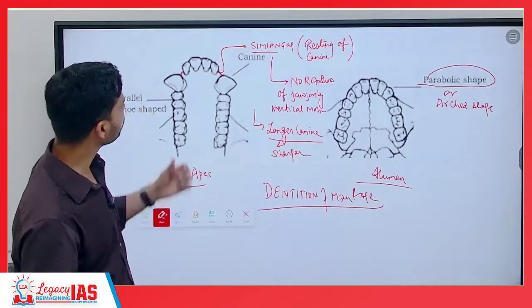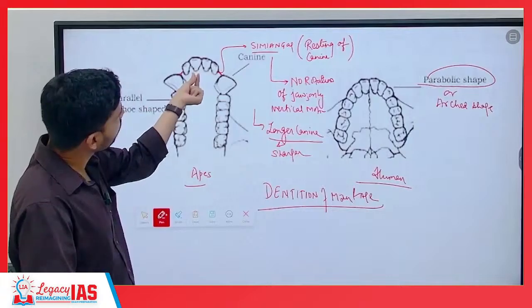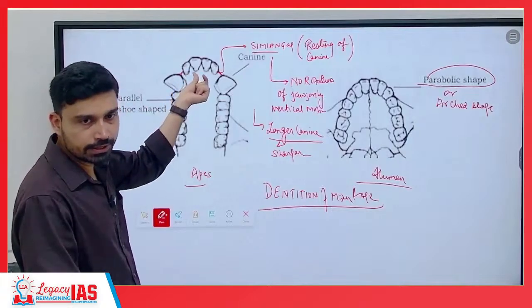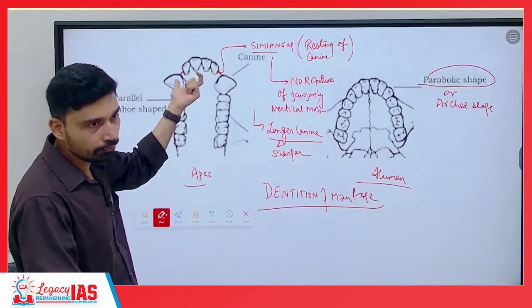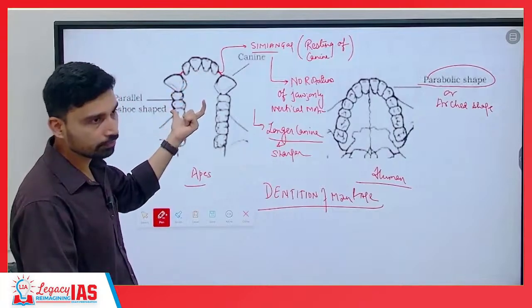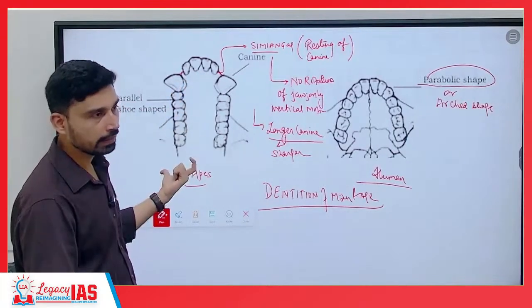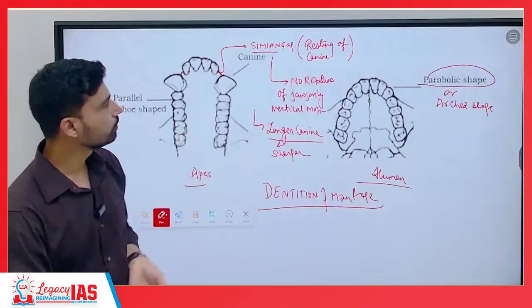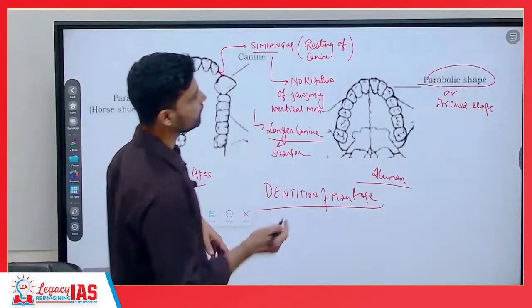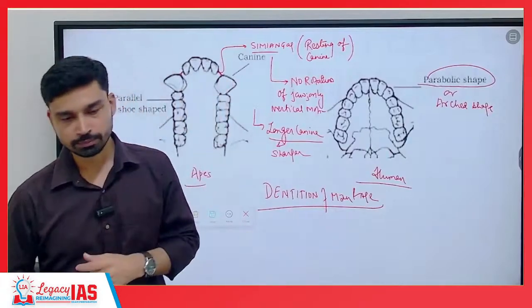Okay, so if you talk about the teeth, in the front, what teeth do we have? Incisors are there. After incisors, what do we have? Canines. After canines, we have premolars. And then we have molars. So the next difference is what we see in the premolars. You can write premolar teeth.